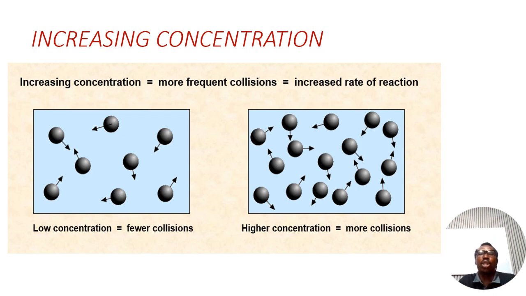So increasing concentration means more frequent collisions, which means an increased rate of reaction. When the particles are more crowded, there's higher concentration, so there are more collisions. When the particles are less crowded, there's lower concentration, so there are fewer collisions. That means a decrease in the rate of chemical reaction. So as concentration increases, the frequency of collision of the reactant particles increases, and the rate of reaction increases. As the concentration decreases, the frequency of collision of the reactant particles decreases, and the rate of reaction also decreases. So an increase or decrease in the concentration of the reactant particles has an effect on the rate of the chemical reaction, whether the reaction will be slow or fast.